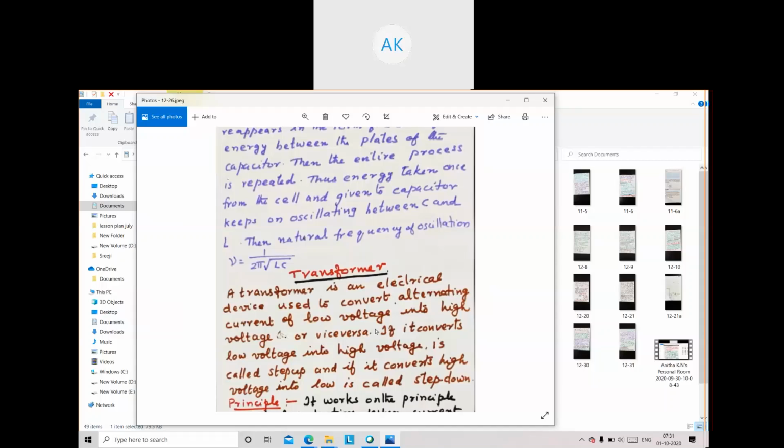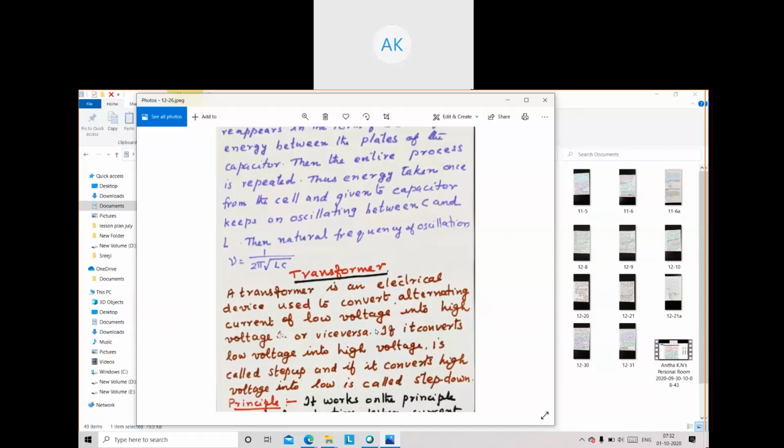Have you seen that? I'll ask Arunjit. Arunjit, have you seen a transformer? Yes, teacher. Okay. What is the purpose? Convert AC low voltage, yes. Step up and step down. Correct. AC voltage can be stepped up or stepped down.